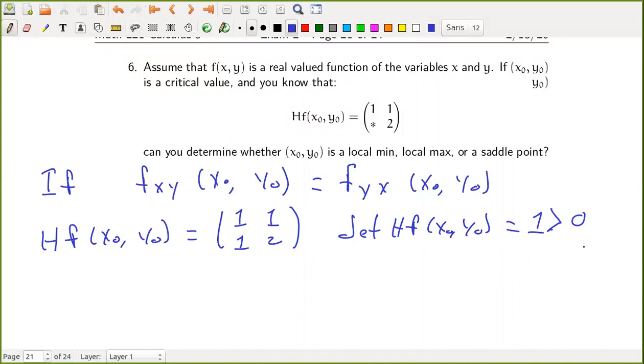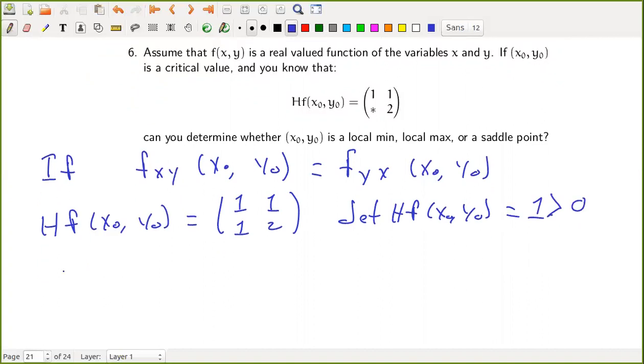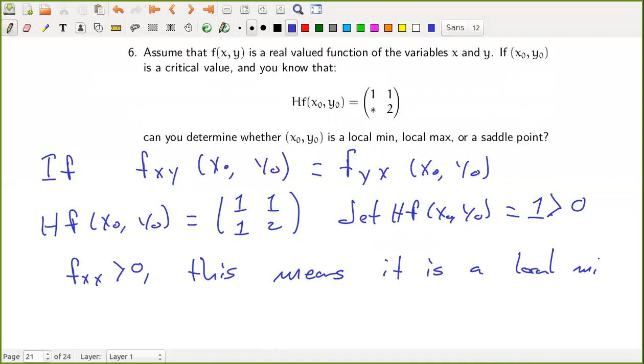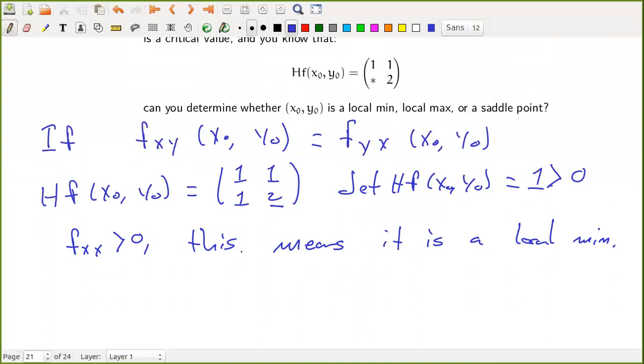So we know we either have a local min or a local max, and notice that since fxx is greater than 0, this means it is a local min. Again, this is just like the second derivative test from Calc 1. If the second derivative is greater than 0, we know we have a local min. And notice also that fyy is greater than 0.